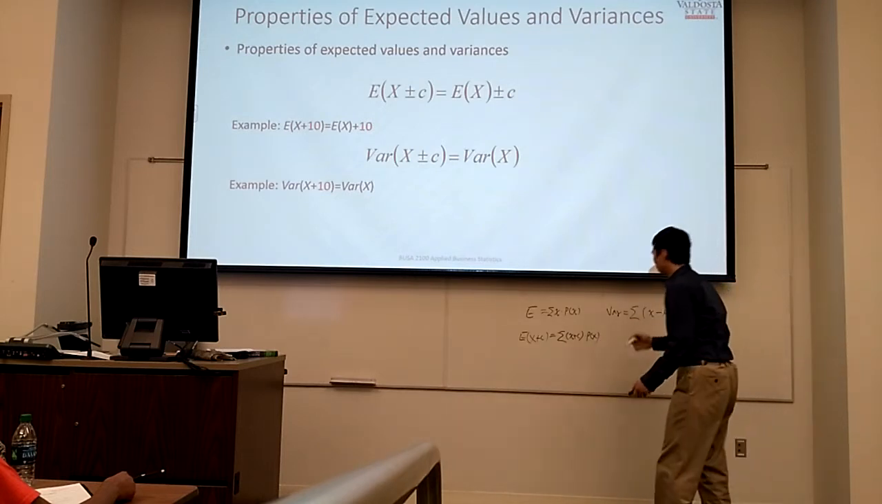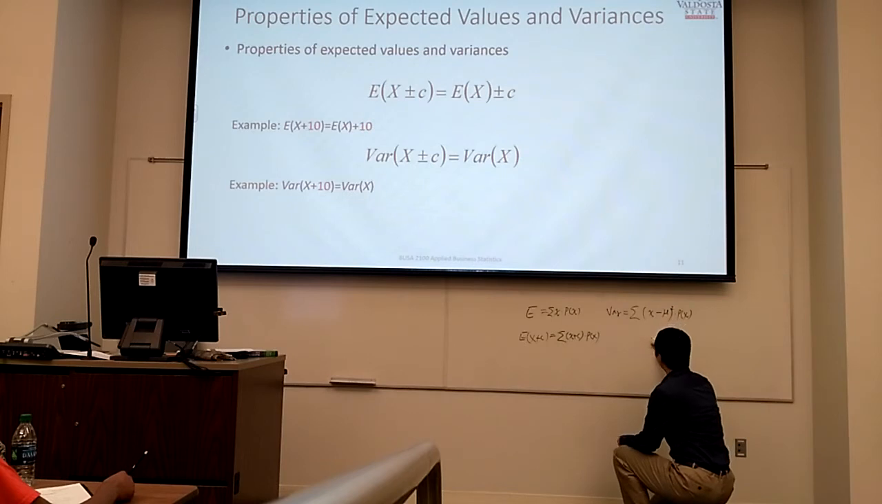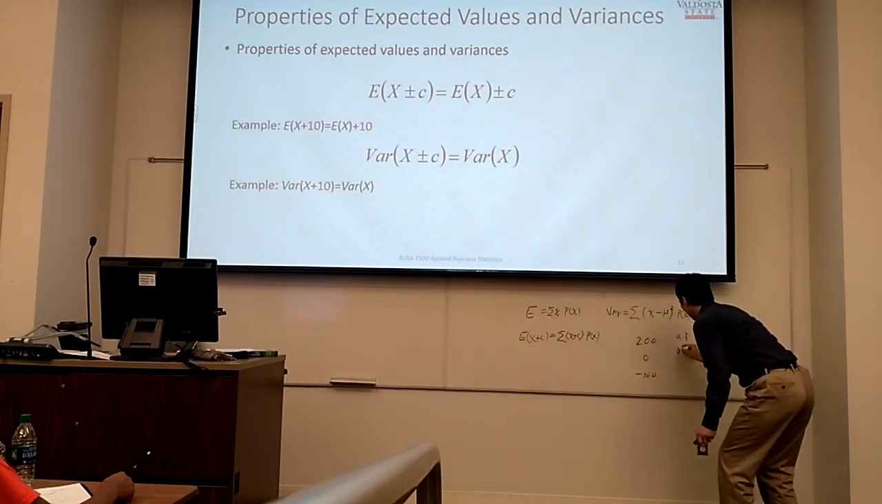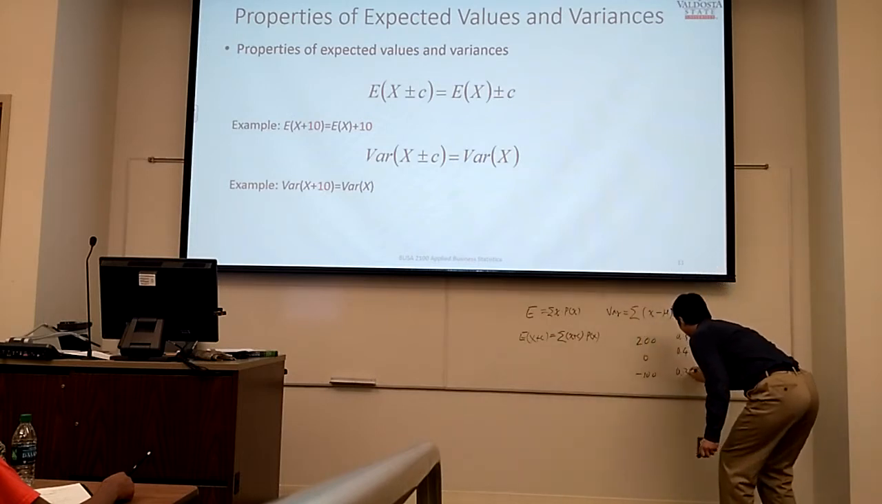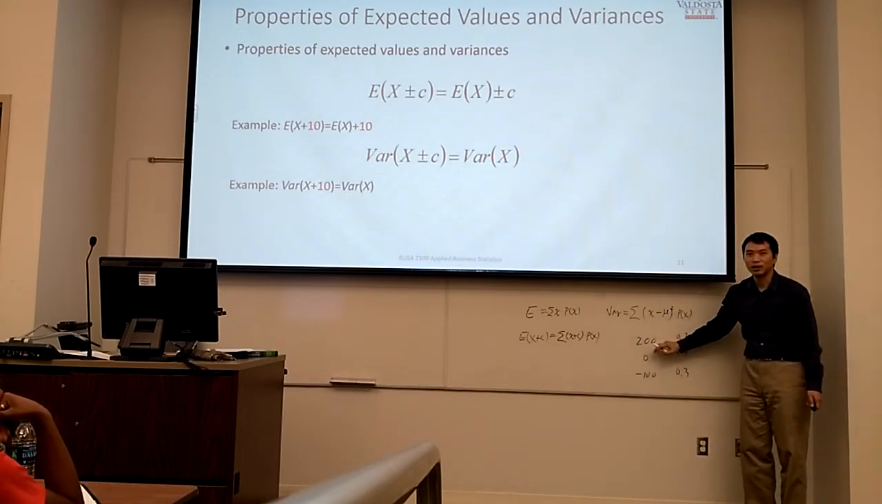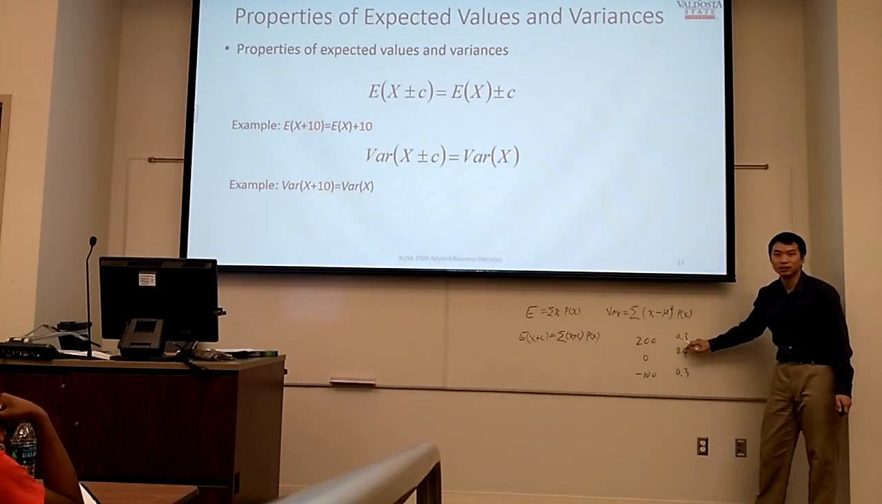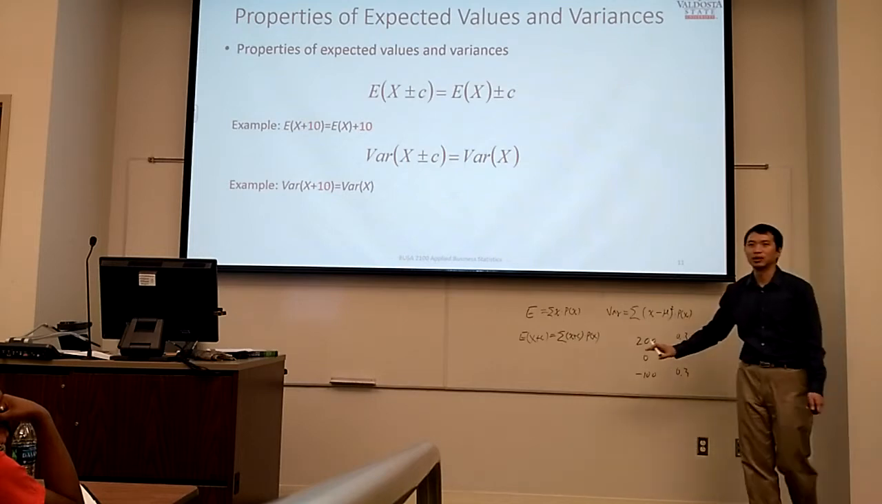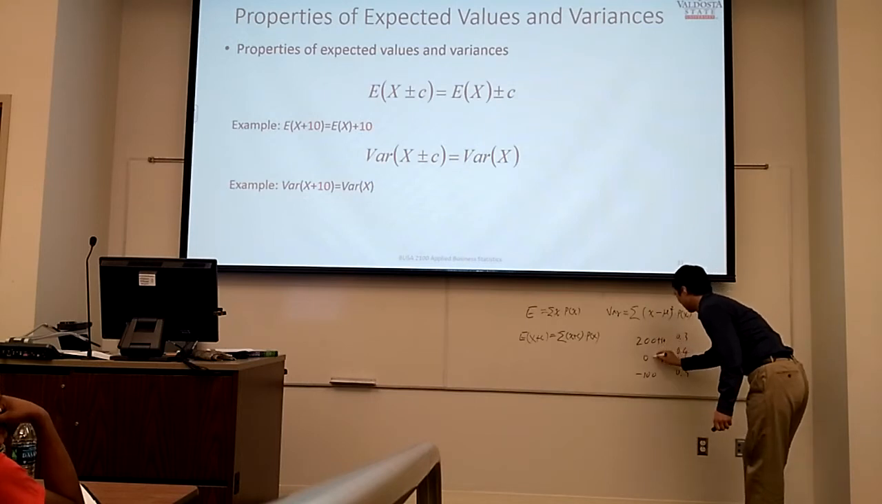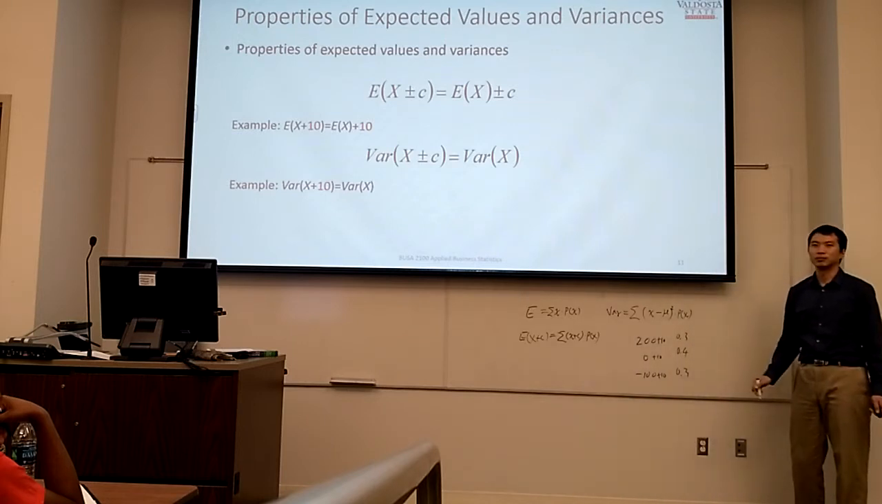Let me give you, let's use that, the profit, 200, 0, and minus 100, okay? The probabilities are 0.3, 0.4, and 0.3, okay? So if I add a value here, does that change the probability? No, it doesn't change the probability, right? So if I add 10 here, 10 here, 10 here, we still have this probability, right?